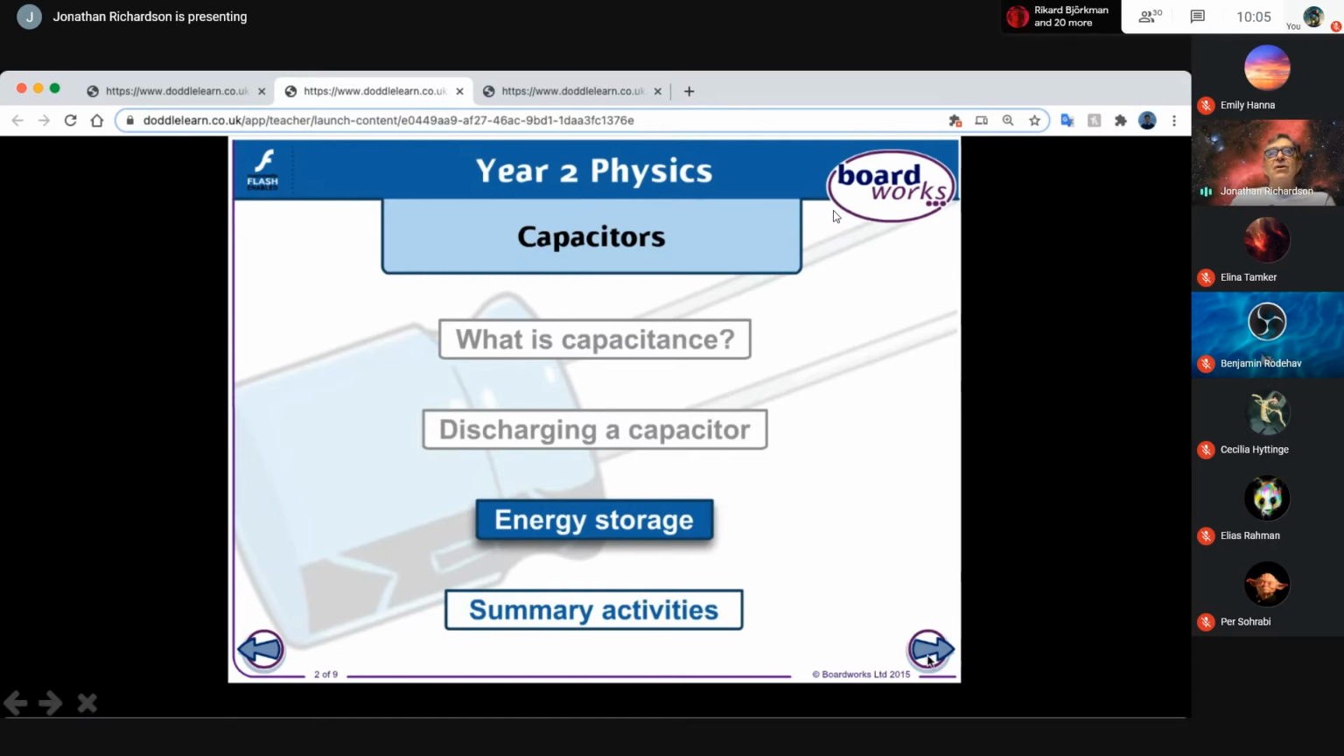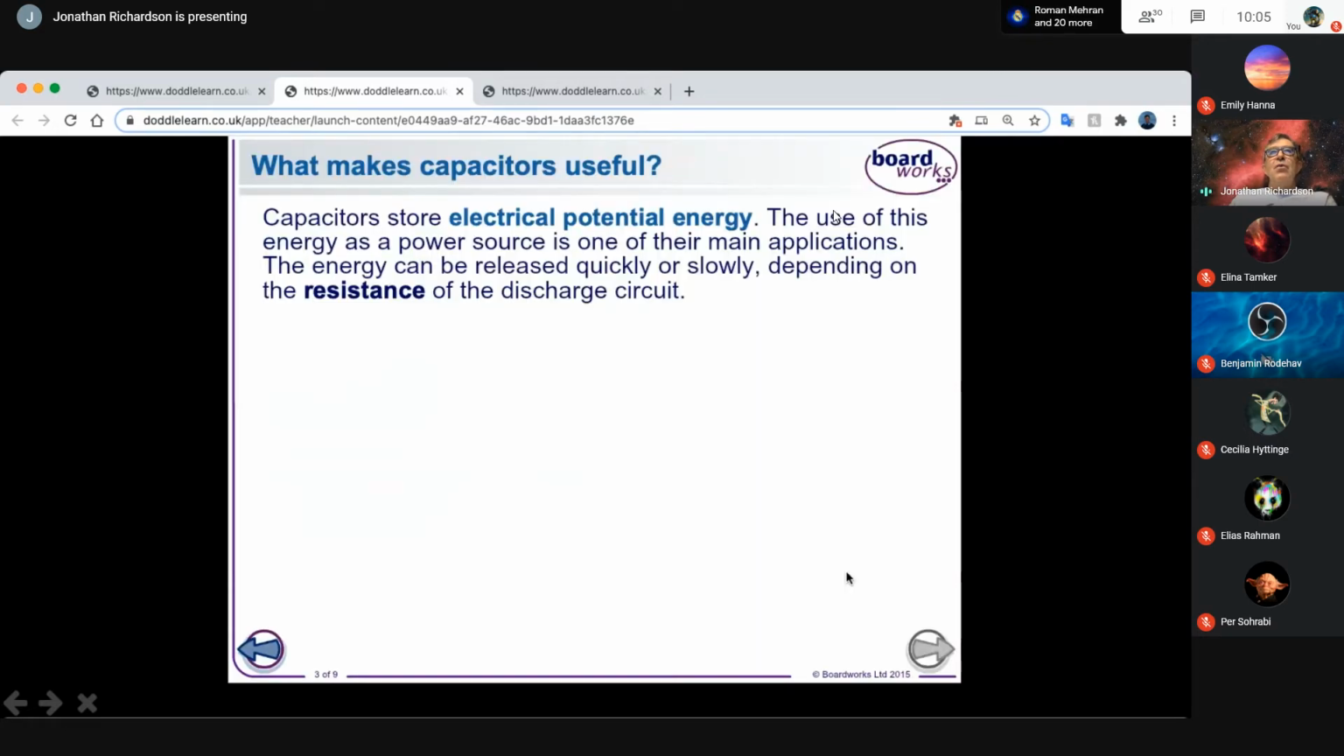Okay, let's go on and see what we can go through today. Well, what makes capacitors useful is the fact that they store potential energy. I've explained that to you through the first part of our presentation. This energy comes from various different sources. You can store the energy from solar cells. You could store the energy from batteries. You can store the energy in different systems.